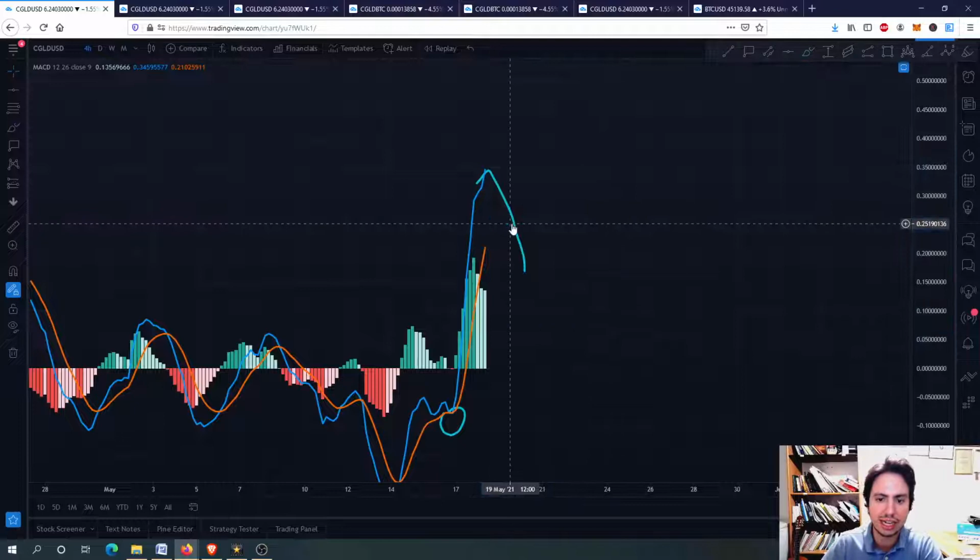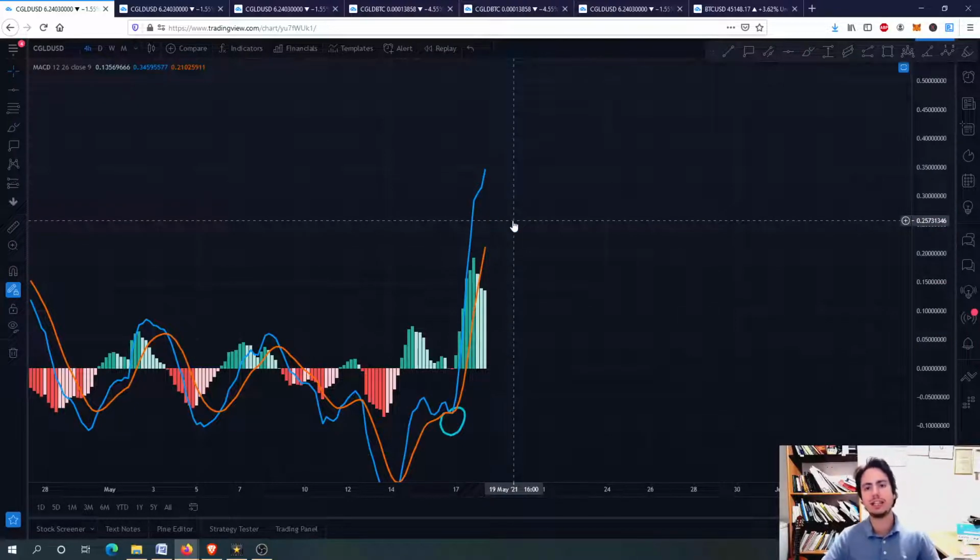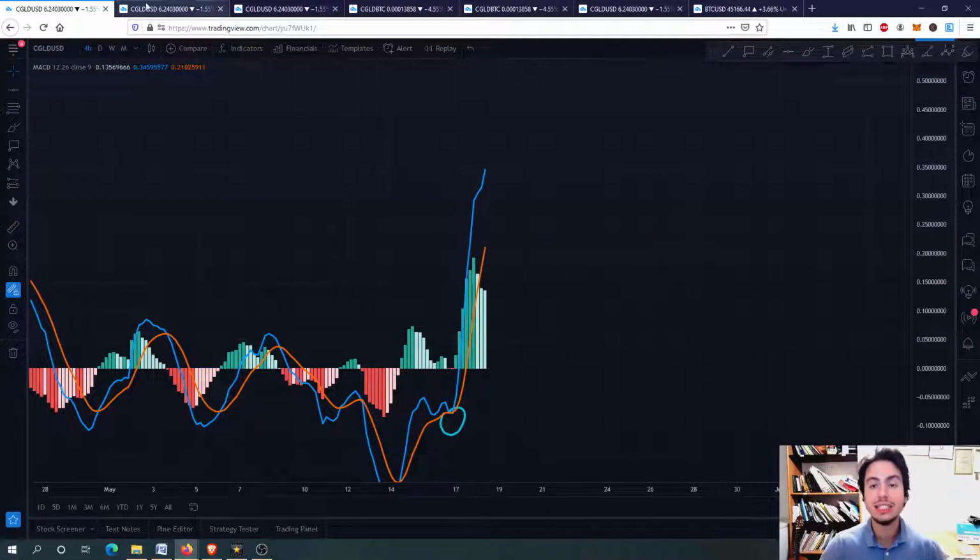Minor corrections can happen all day. It happened with Matic, with ADA. We see corrections all the time because they are very healthy. It's very healthy to have a correction, guys.